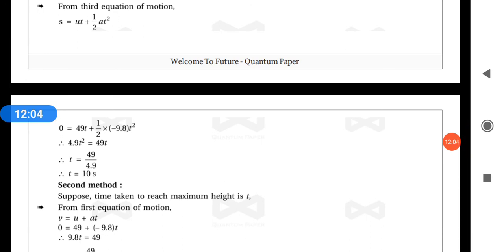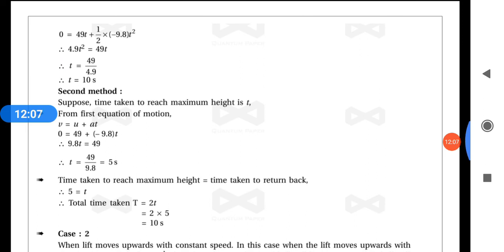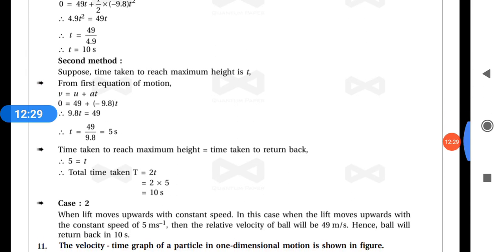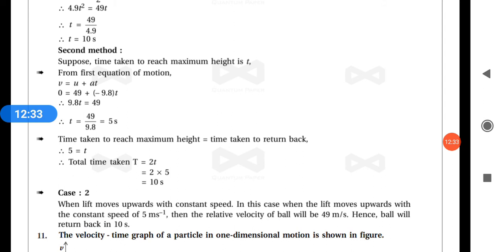Okay, now the second method: suppose the time taken to reach maximum height is t. From the first equation of motion, v is equal to u plus at. At the maximum height, v is equal to 0. So 0 is equal to 49 plus minus 9.8 into t. So we will get t is equal to 49 by 9.8, which is equal to 5 seconds. The time taken to reach maximum height is equal to the time taken to return, which is 5 seconds. So the total time taken is 2 into t, 2 multiplied by 5, which is 10 seconds.